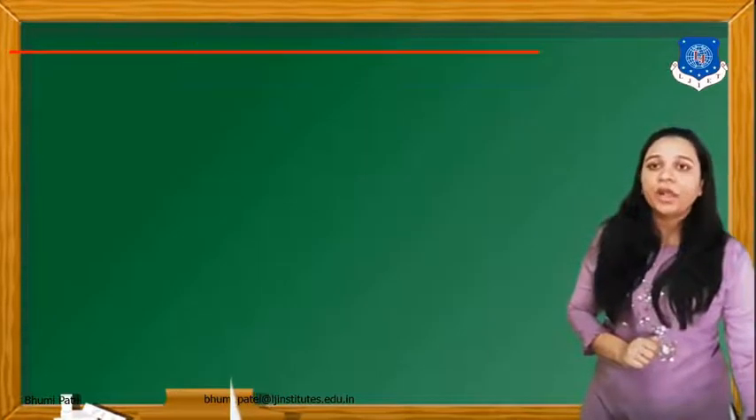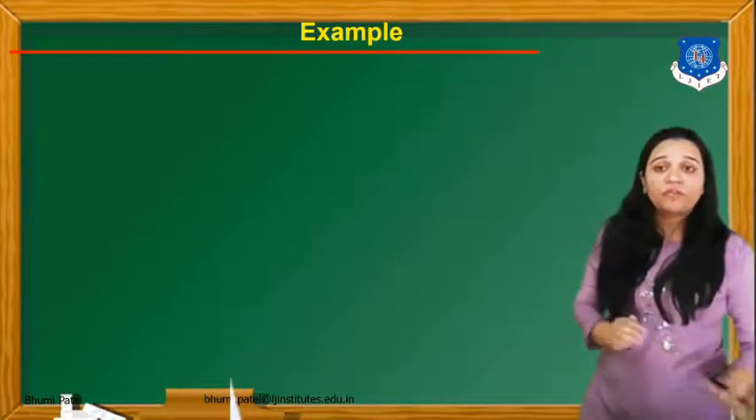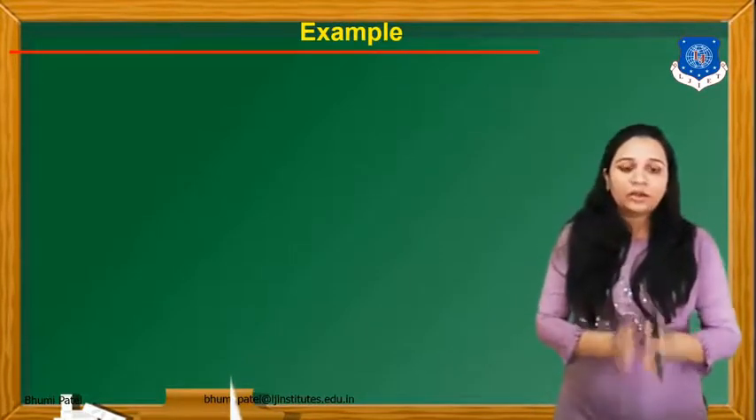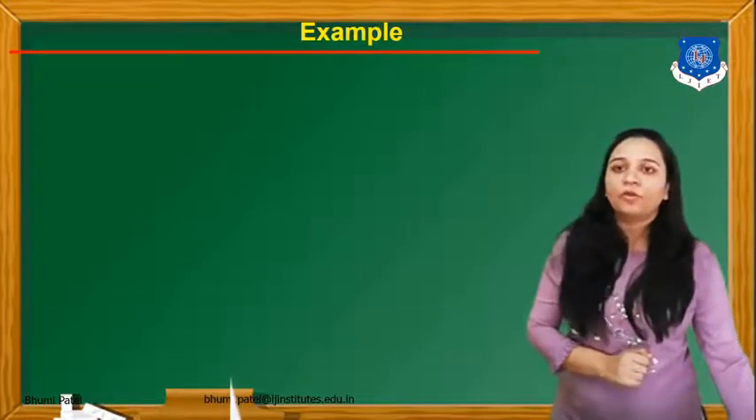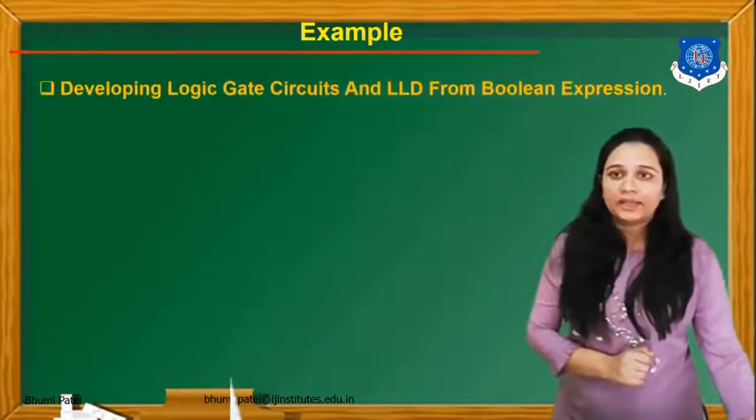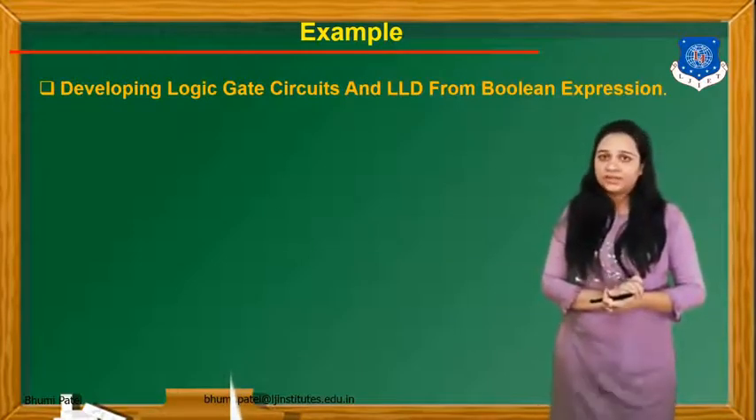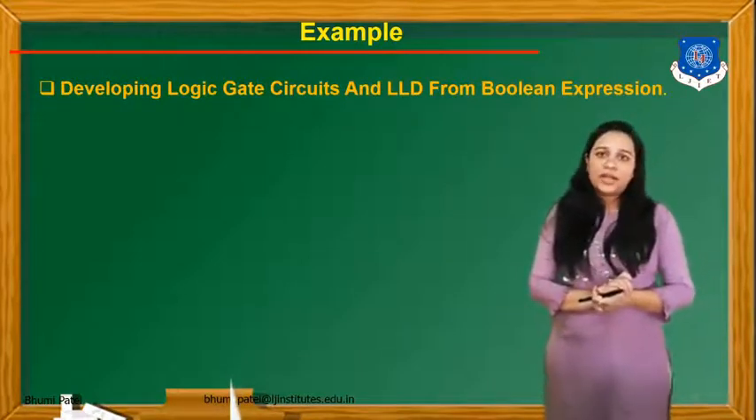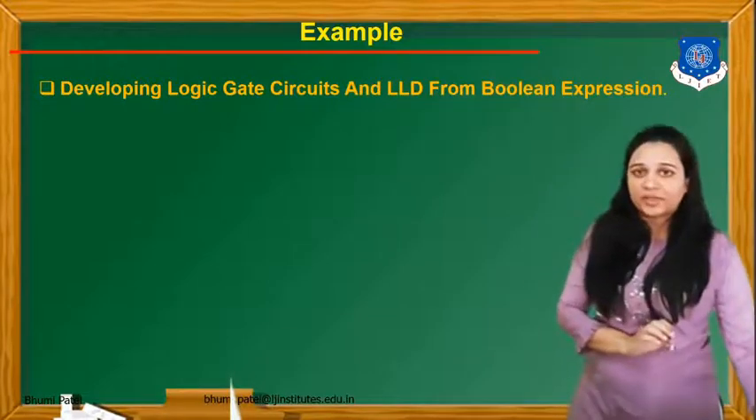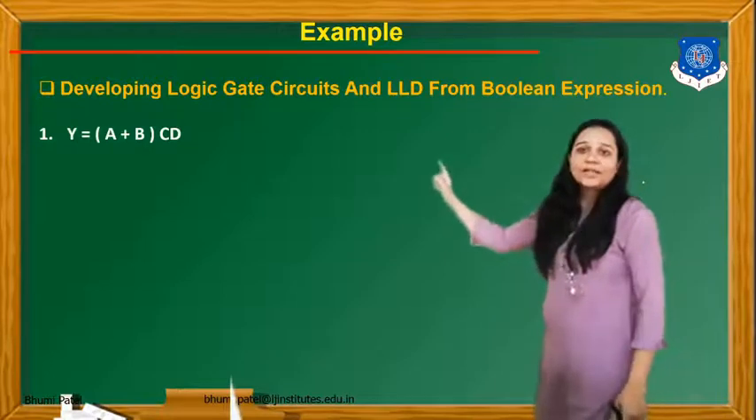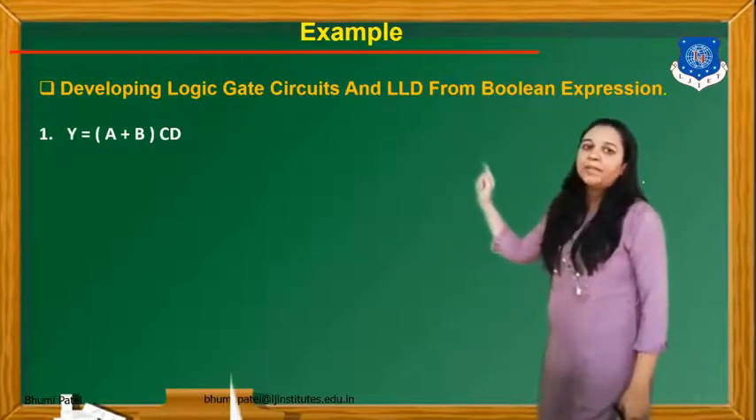Okay. Now today we will study different examples using the logic gates, and then we have to draw a ladder logic diagram. So the first example is developing the logic gate circuit and the ladder logic diagram for a Boolean expression. Here the Boolean expression is given: y is equal to (a plus b) into c.